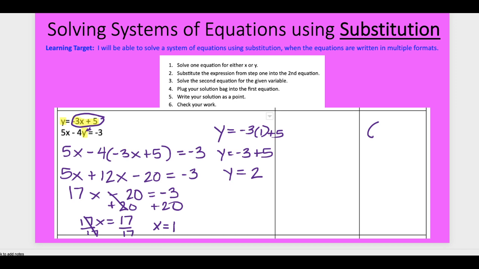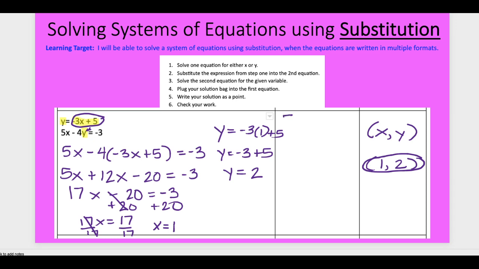Whenever you write a point, you put the x coordinate first and the y coordinate second. So I'm going to write it as (1, 2), which I think is correct, but I'm going to go ahead and check my work. Since I used the first equation to find the value of y, I'm going to plug it back into the second equation to check it.